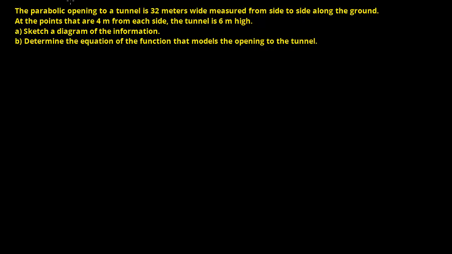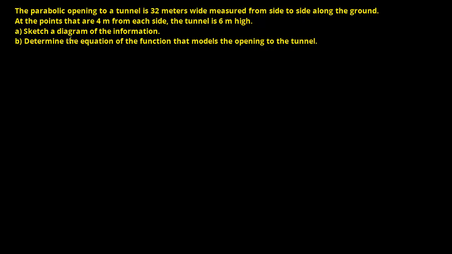Hi, in this problem we're told the parabolic opening to a tunnel is 32 meters wide, measured from side to side along the ground. At the points that are 4 meters from each side, the tunnel is 6 meters high. So it wants us to sketch a diagram of the information. So let's draw a quick sketch.